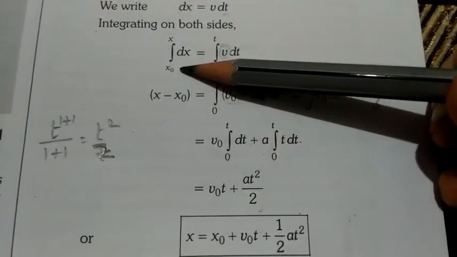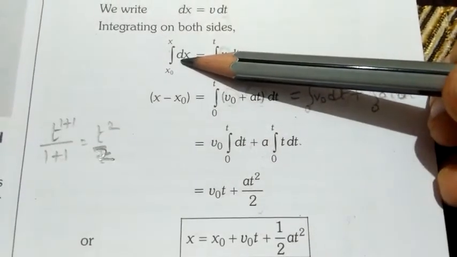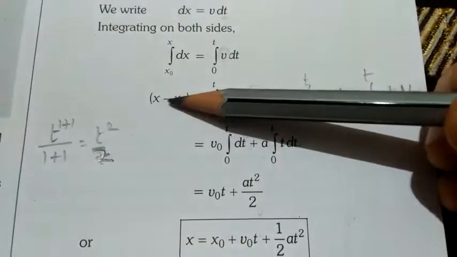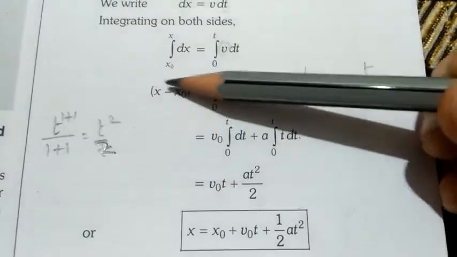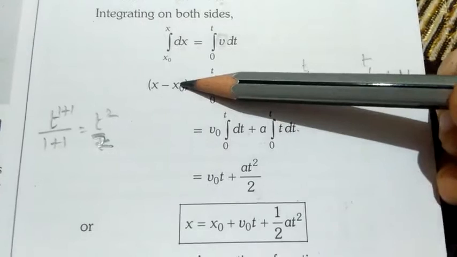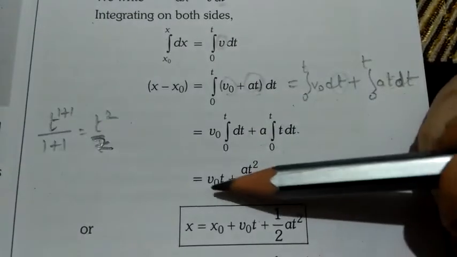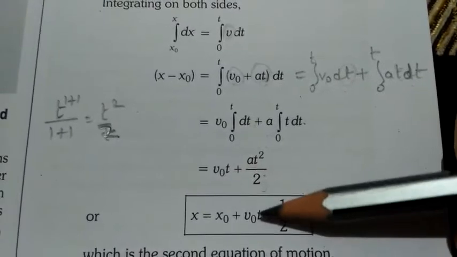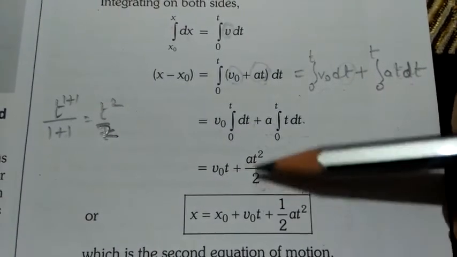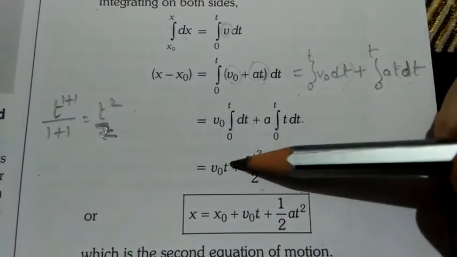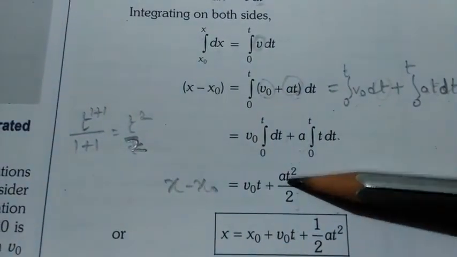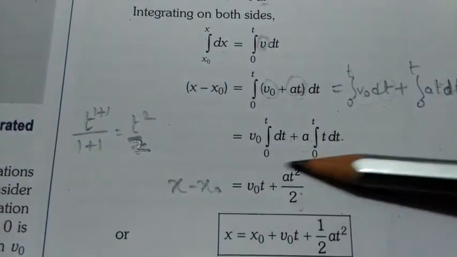And on the left hand side, what happened? When we integrate dx, we get x, and by applying the limits, we get upper limit minus lower limit. So on the left hand side we have x minus xo, and on the right side we have vot plus at square upon 2. So we get this equation, or you can simply write this equation in this form also.